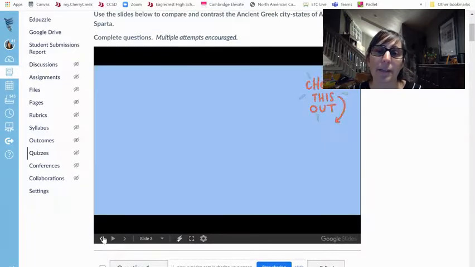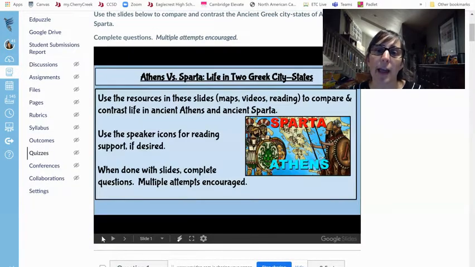We're talking about Athens versus Sparta. And this is a slide deck then similar to what you've seen before. It has informational slides, it has maps, and it has videos all embedded. You'll look through those and then you'll answer the questions. And what I'll tell you about this, just to sort of get you oriented in here, is that there are two city-states, Athens and Sparta, that are very different in the way that they lived and the way that they governed.